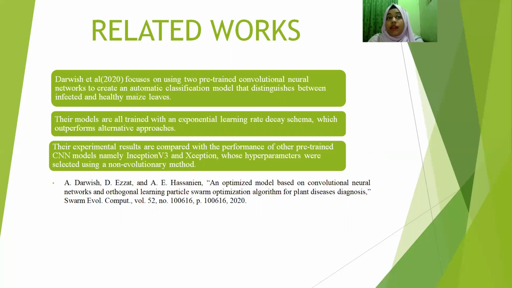Darwish et al. in 2020 focus on using two pre-trained convolutional neural networks to create an automatic classification model that distinguishes between infected and healthy maize leaves. Their models are all trained with an exponential rate decay schema, versus alternative approaches. Their experimental results are compared with the performance of other pre-trained CNN models, namely InceptionV3 and Xception, whose parameters were selected using a non-evolutionary method.